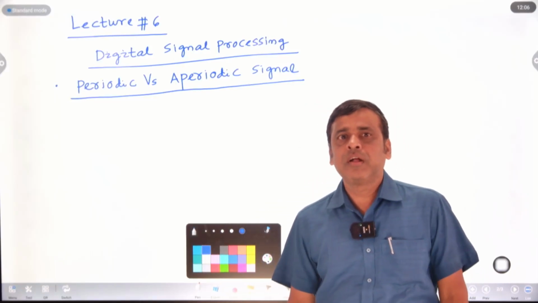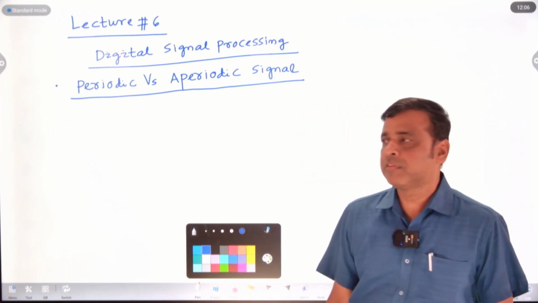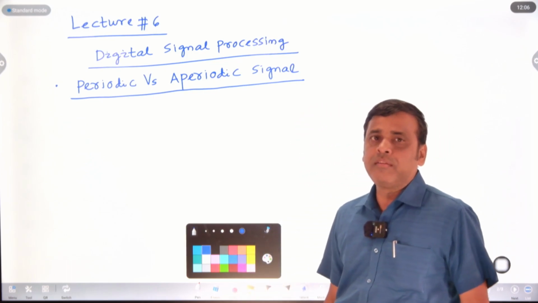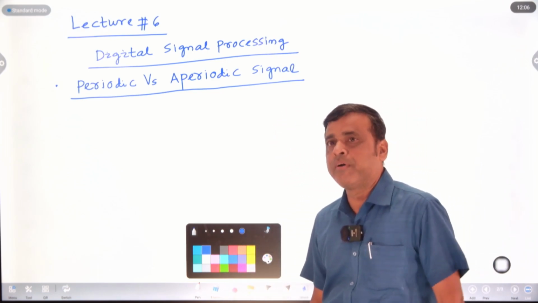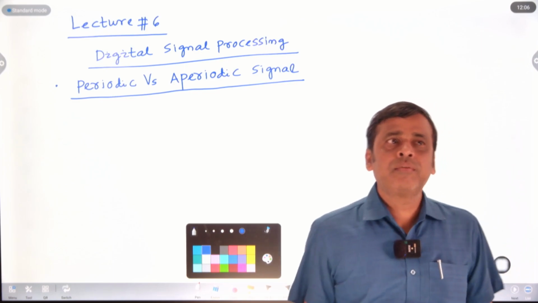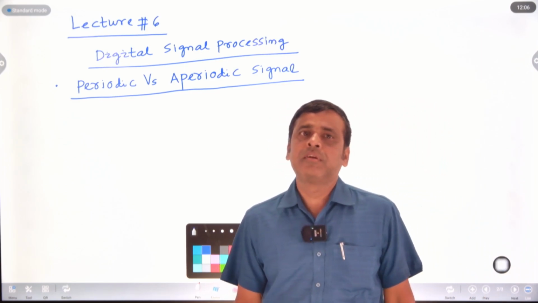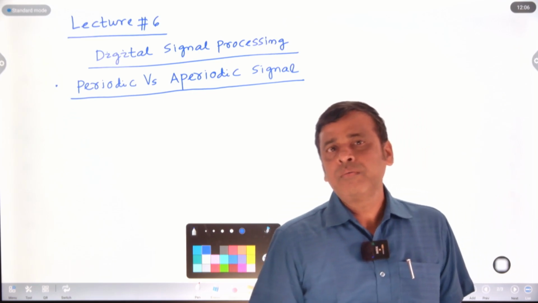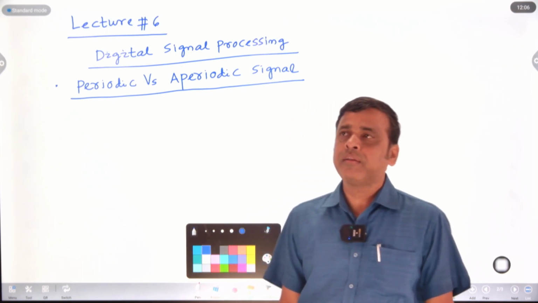Hello students, today we will discuss periodic versus aperiodic signals. In the previous lecture I already told you what an energy signal and a power signal are, and how to judge whether a discrete signal is energy or power. Again, the energy E of a discrete signal x of n can be defined as E equal to the sum from n equal to minus infinity to infinity of x of n squared.